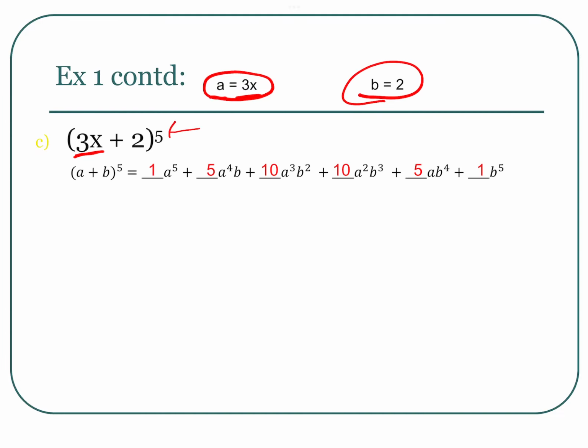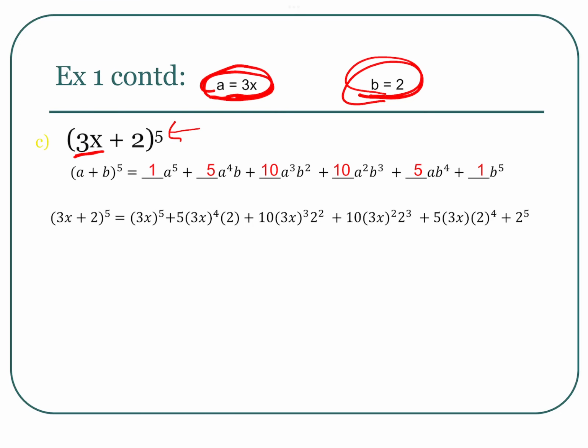I'm doing the fifth power, so a plus b to the fifth, our a and our b right here. And then we need to multiply that out. So everywhere there's an a, we're going to put 3x. Everywhere there's a b, we're going to put 2. So that's what I've done next. Again, you might need to pause to write it out before we start simplifying. And then we're going to simplify.